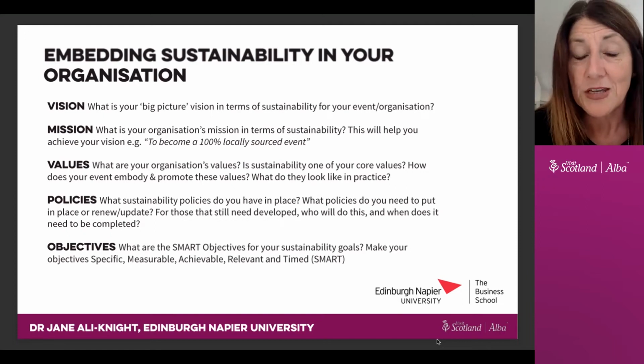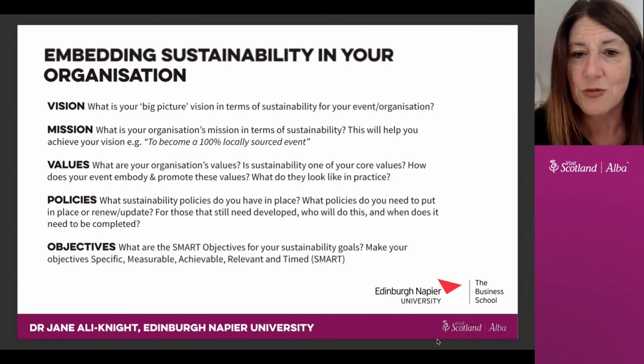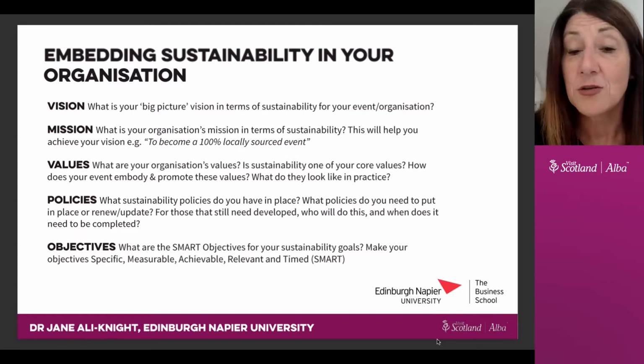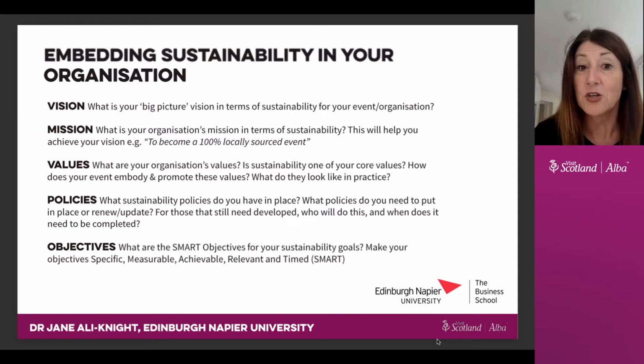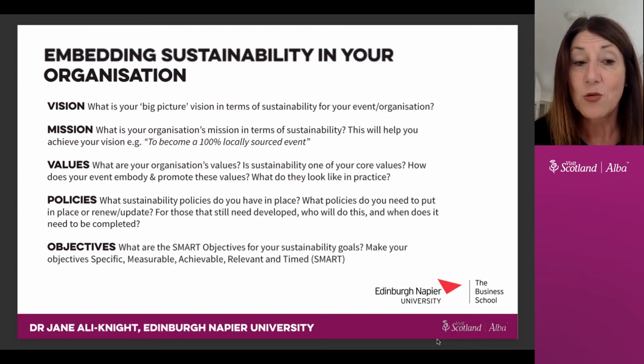Policies are really important. If you haven't got a sustainability policy, then this again is the starting point, along with trying to calculate your CO2 emissions. There's lots of great examples out there. Even if you just Google on the internet, you'll find some great sustainability policies. And what do you need to put in place? How often do you need to review it and monitor it? And when does it need to be completed by?